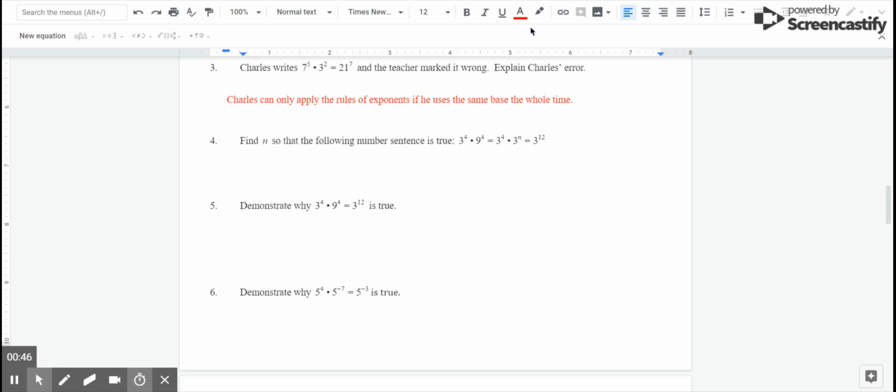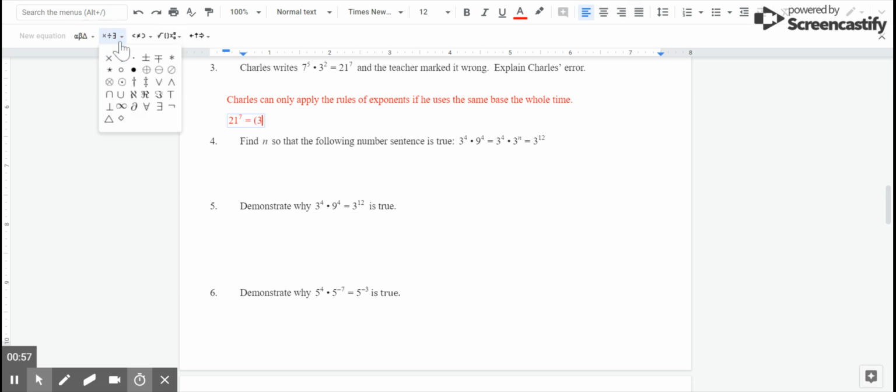So the right-hand side of the equation says 21 to the 7th power. So in other words, 3 times 7, instead of 21, to the 7th power. All I did there was change this 21 to 3 times 7 because they're equivalent. So in other words, this means 3 to the 7th power times 7 to the 7th power.